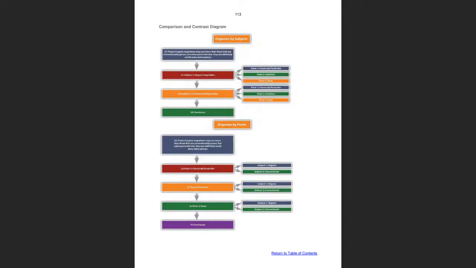All right, here's a diagram organized by subject. Okay, here's the thesis, organic vegetables, conventional vegetables, and conclusion. So we have the different points that we're going to compare on. All right, so this is just a way that they've got it broken down, and you can choose really any of these ways is fine. If you're a visual person, this can be very helpful.